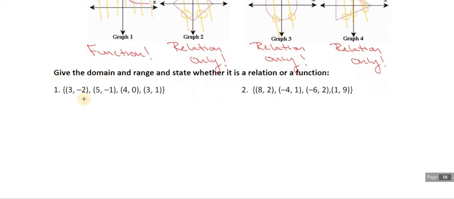So if we take a look at our next examples, it says to give the domain and range and state whether it's a relation or function. So our domain, or our x values in number 1, we've got 3, 4, and 5 if we're going in order. And then our range, again going in order, would be -2, -1, 0, and 1.